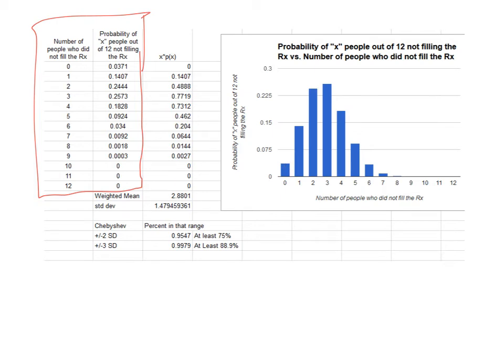So if I wanted to know what's the probability of 2 or fewer people in a group of 12 filling their prescription, I would have to add up those numbers. I'm sorry, wrong column. 0.03, 0.14, and 0.22, and I would add those up. Just so you know, you already had done this.